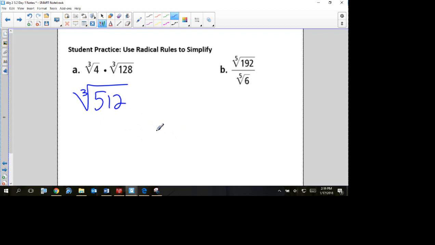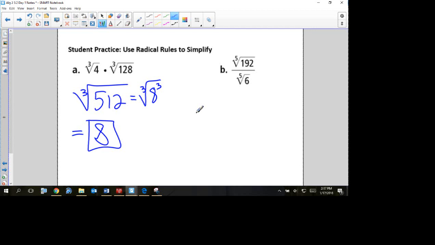Well, if you don't, there's a button on your calculator. What's the third root? Did you do it, Aiden? Where's the button at? Find it because I'm not going to do it for you on a quiz. So 512 is the same thing as 8 to the third. And so if we're taking the cube root of 8 to the third, we get 8.